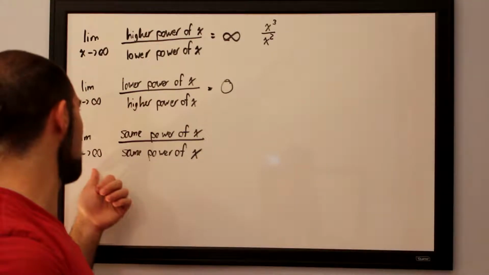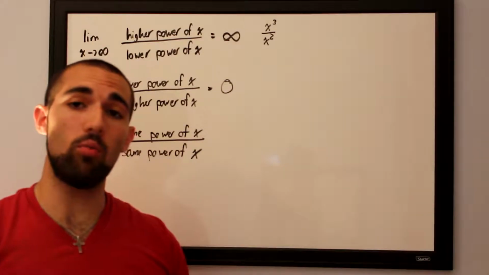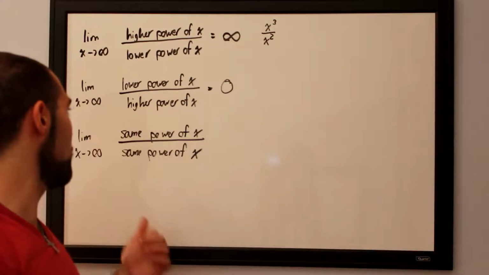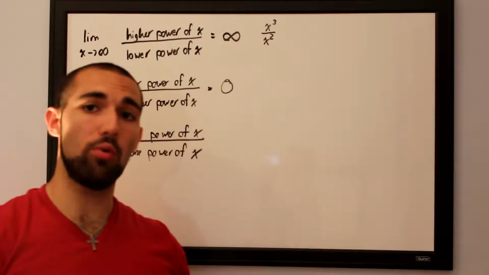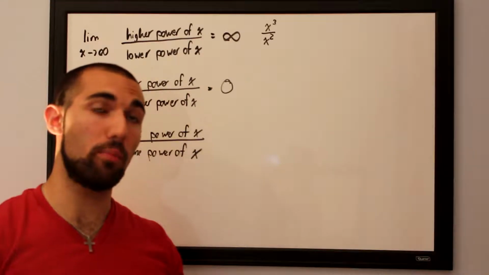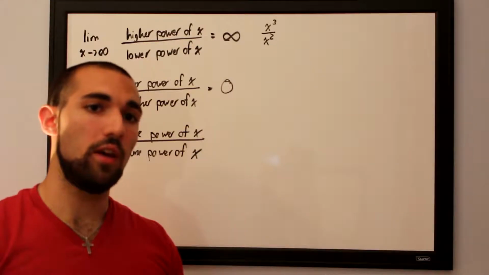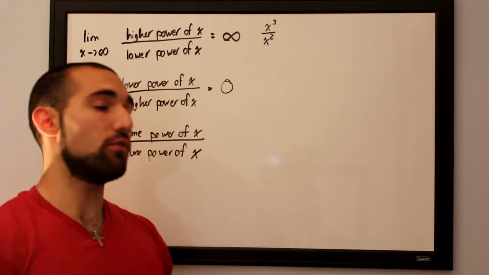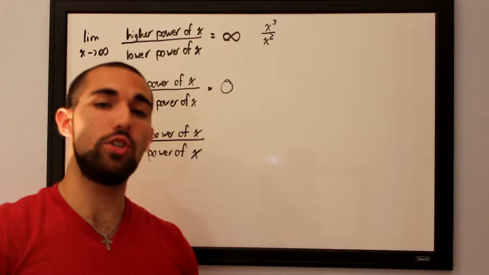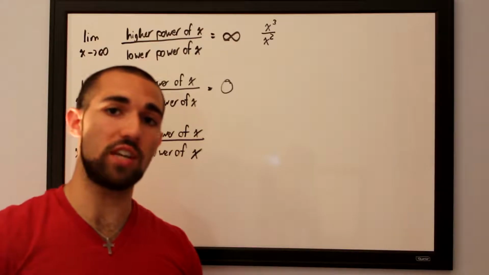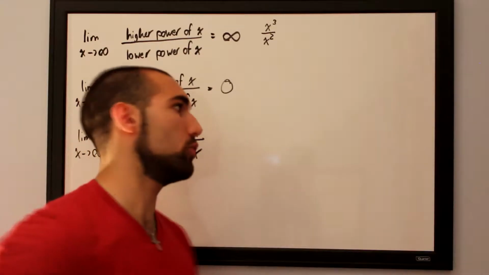And in the case where the limit as x approaches infinity involves the same power of x, as in the problem we had just solved, where both were x to the third power, we would be looking at the leading coefficients of each of the polynomials. In the previous function, we had 7x to the third over 2x to the third. So immediately we can cross out those x to the thirds and come to the conclusion that the limit was 7 over 2.